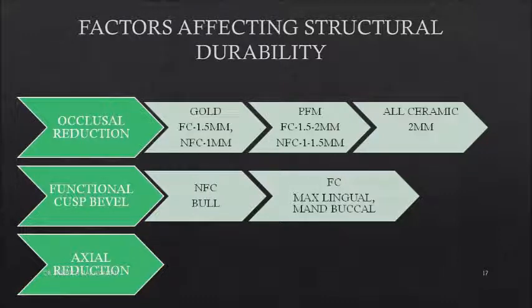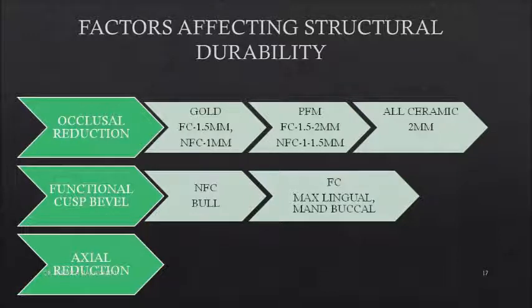The next factor is the functional cusp bevel. Before going into detail about the bevel, we should know what a functional cusp is. I think it's easier to remember the non-functional cusps with the help of Bull's rule. The non-functional cusps are BULL, that is buccal upper, lingual lower. So when we know the non-functional cusps, whatever cusps remain will be the functional cusps. They are the lingual cusp of the maxilla and the buccal cusp of the mandible. So you simply remember Bull's rule for non-functional cusps.